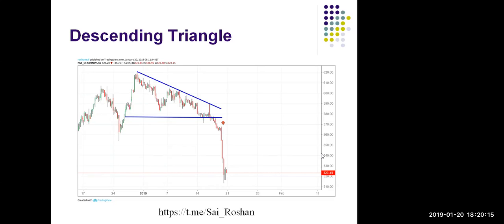So it's not always that you'll get so many points. I already told you what could be your target. If you're aggressive, look for the next support level, or else be happy with whatever you get. Anything is fine, no problem at all. So this is a descending triangle. Once again, this is also a bilateral pattern, which means if it breaks above, it can also go up.